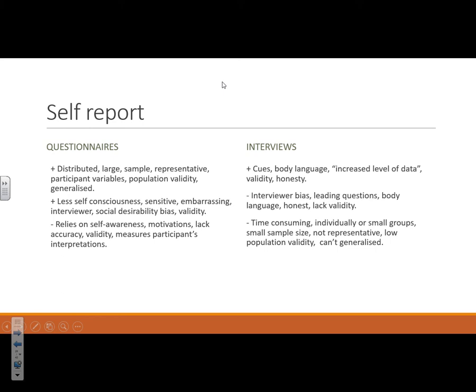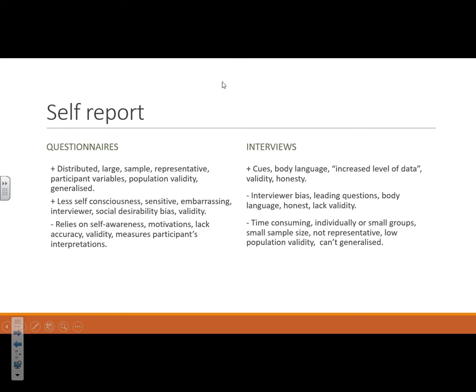So, questionnaires can distribute to a very large sample. If that was all you said, you wouldn't get the marks. You need to expand and give more detail. So you can distribute to a very large sample, therefore collecting more representative results, which therefore takes into account more participant variables, increasing the population validity and therefore making it more generalisable.